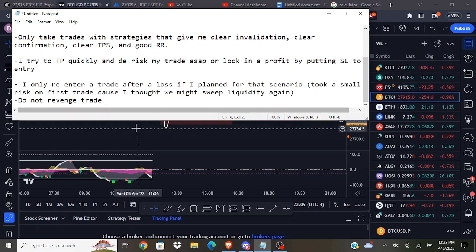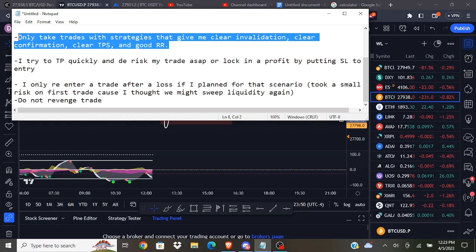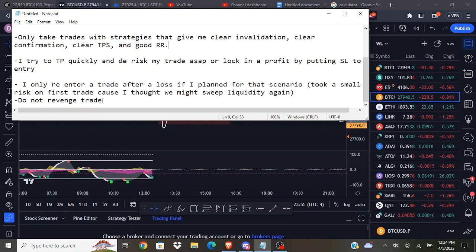And another very simple one is do not revenge trade. If you want to take a trade because you just took a loss, then you want to take a trade for the wrong reasons. You should only want to take a trade because you had a plan for that trade and because the criteria for the strategy of that plan were met. Those are really the only reasons that you should take a trade. So for me, I would say I never take a trade simply because I just took a loss, and that basically goes hand in hand with this.